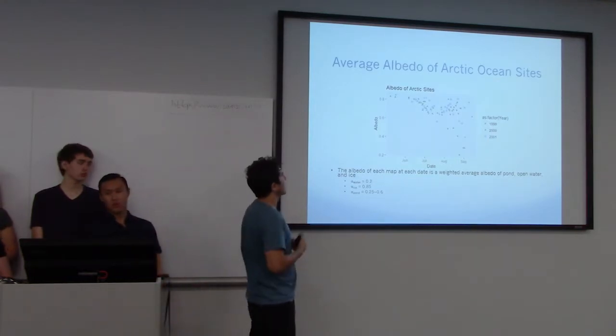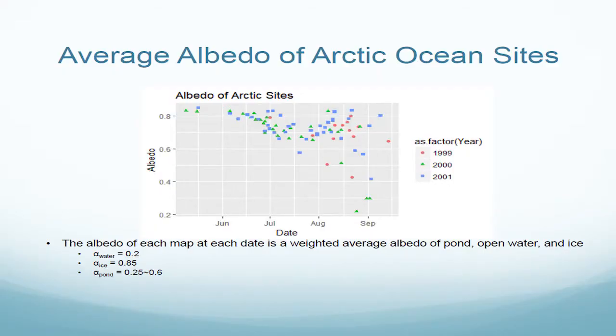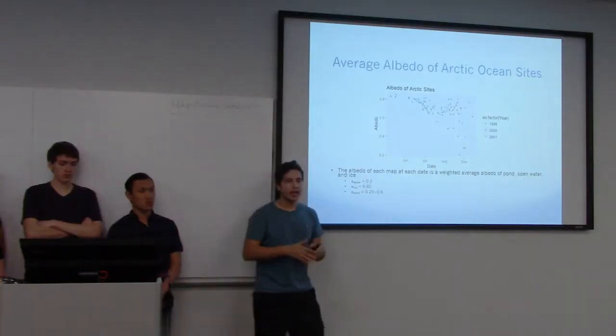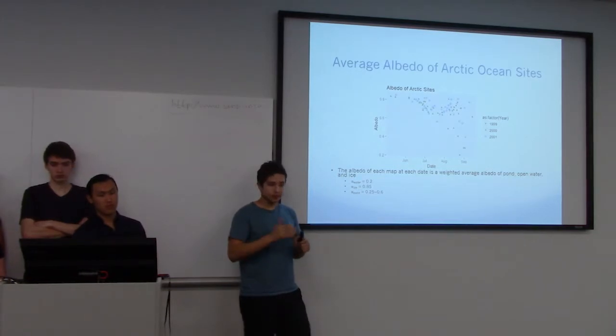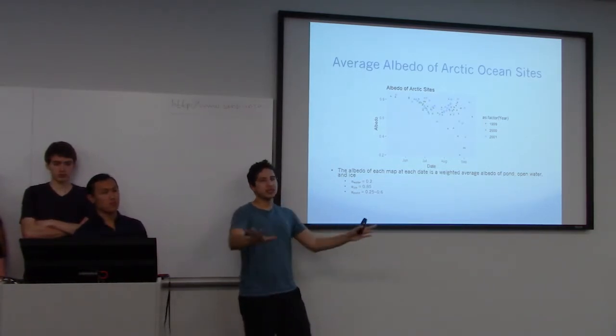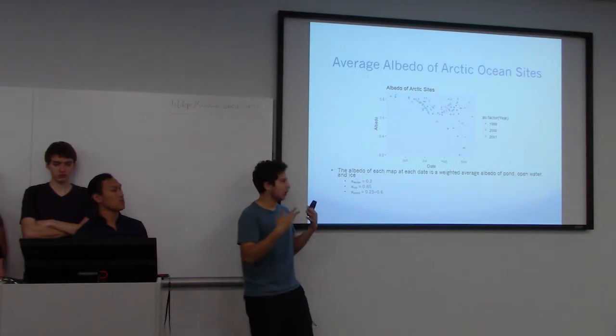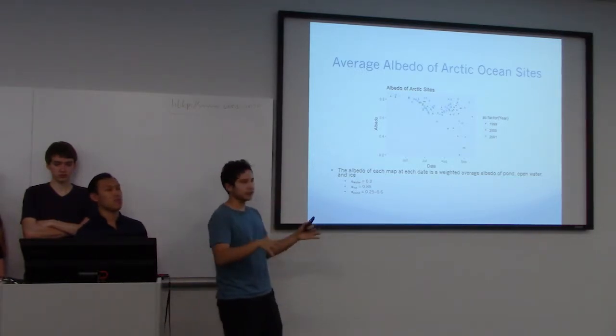So this was our first map we made. We calculated the albedo of each picture for all 3 years. Let me back up. Our original hypothesis was that melt ponds will start forming sometime around early June, and they'll drain late July or early August. When they drain, the albedo of the surface should go up, because more ice is exposed, and therefore there's an overall higher albedo of the surface.